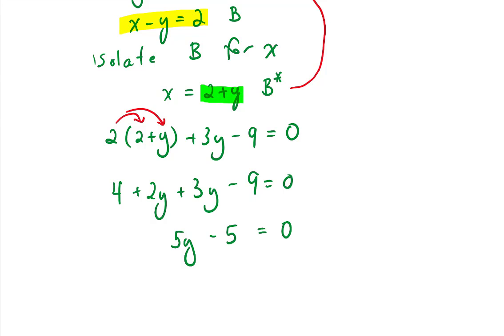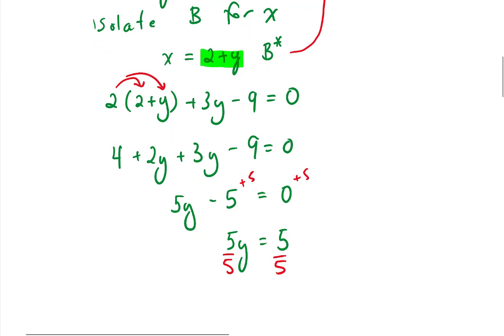To isolate for y, I'm going to add 5 to both sides. And then that leaves me with 5y equals 5. And then finally I'm going to divide both sides by the coefficient in front of the variable. So that is 5. That leaves me with y equals 1.